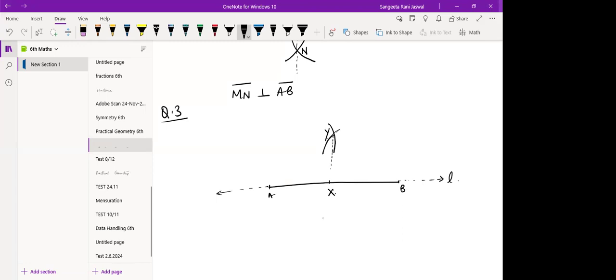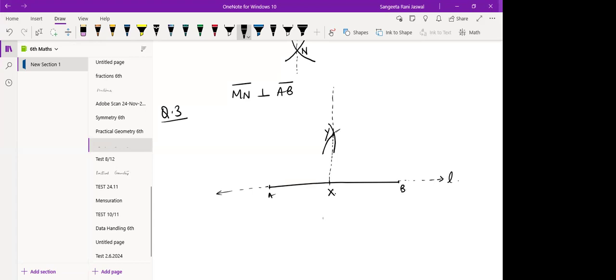Join XY and extend it further, so that we can make another perpendicular on it. Join XY and extend it. Okay, now the point Y is here. We have got the point Y.